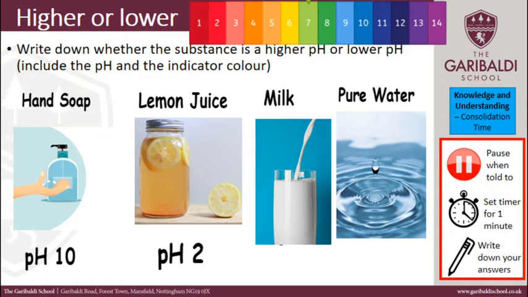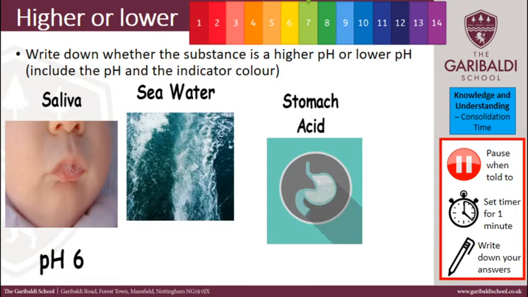Okay, so lemon juice is a lower pH, pH 2. Milk, remember milk is actually an acid, but it is a weaker acid than lemon juice. It is pH 6. Pure water, now what do we think pure water would be? Pure water is actually pH 7, which means it is neutral. It is neither acidic or alkaline. And if you use an indicator, it would be green.